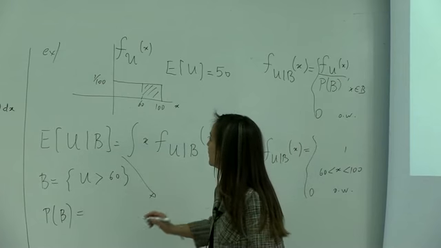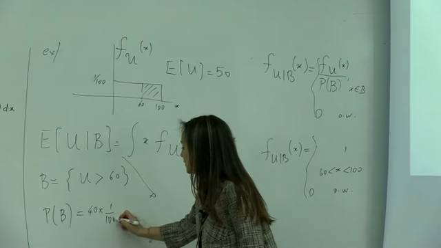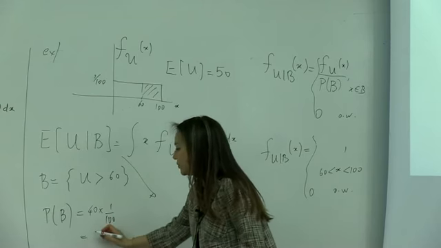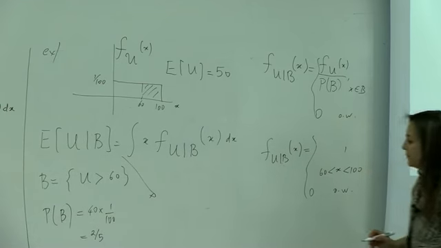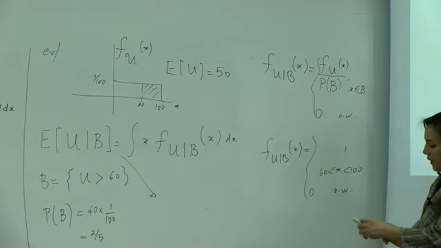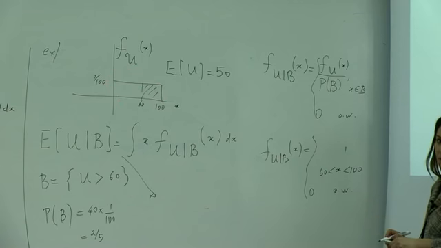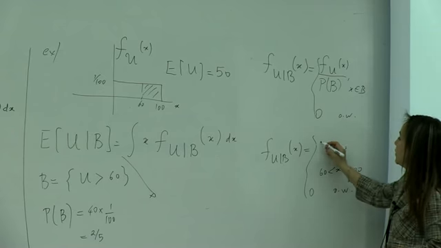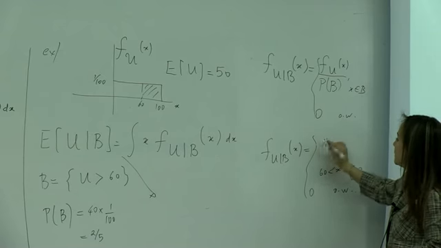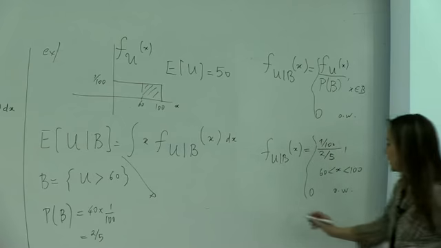What is the probability of B? The probability of B is simply 40 times 1 over 100, which is, as you said, 2 over 5. The probability of B is 2/5, which follows by inspecting this figure. Okay? Now, here we divide 1 over 100 by 2 over 5. And what do we get?